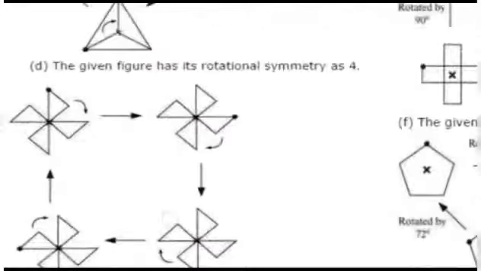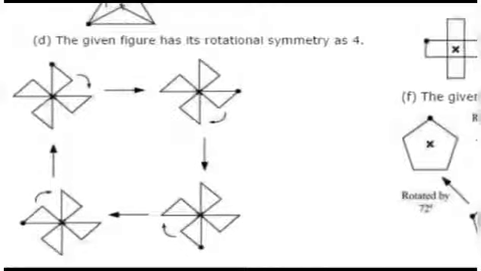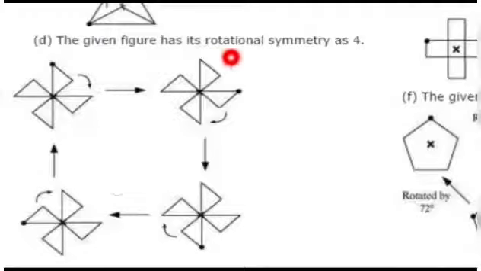Now look here, the fourth question. Could you see D, the given figure is divided, as you can see, equally into 4. So the angle of rotation will be what? 360 divided by 4, and the answer will come as 90. So the angle of rotation is 90 and the order of rotation is 4, because while taking one complete rotation, this figure will match its impression, looking the same, 4 times.